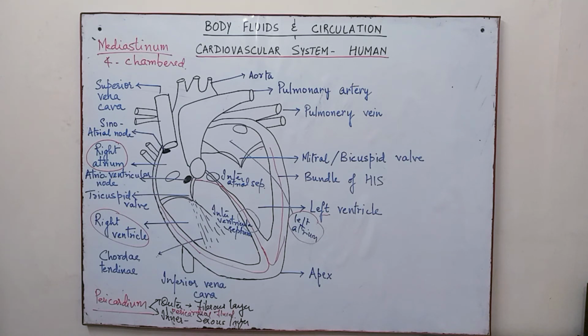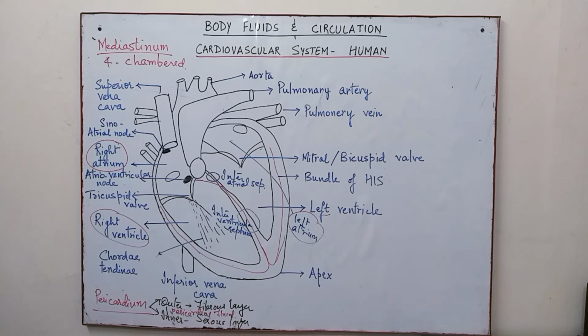Now how is this of benefit? They are branched, so once the contraction starts, it will be passed to the entire heart. Secondly, they are involuntary, that means they are not under the control of our will, and they are striated. So we find that the myocardium forms the cardiac muscles.